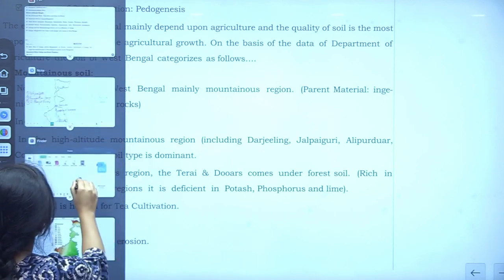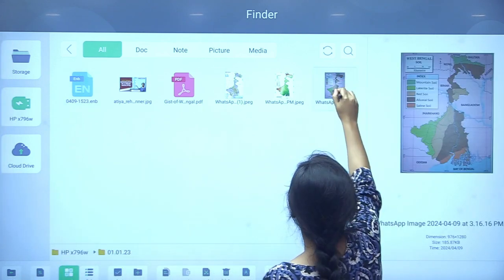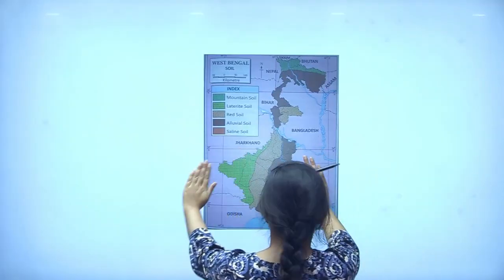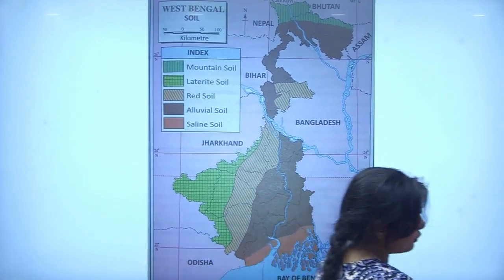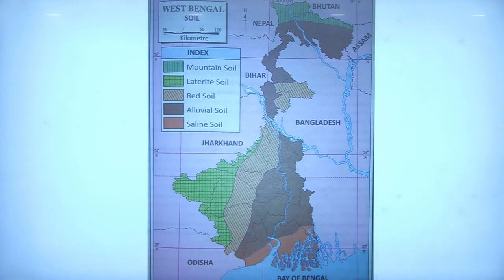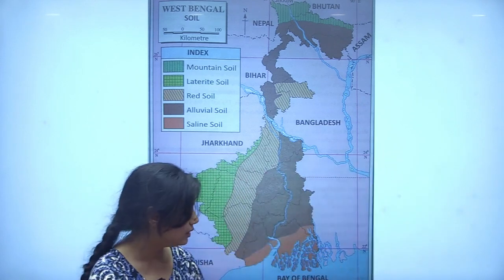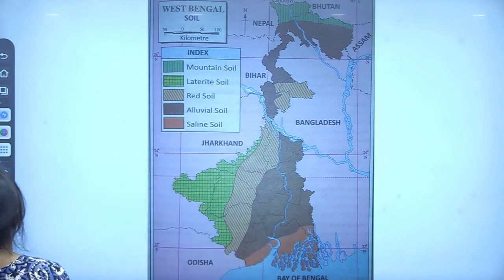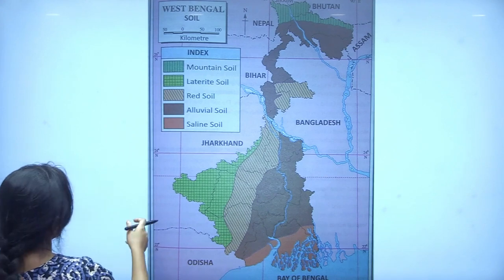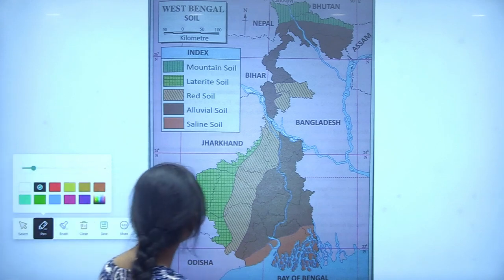So this is a map representing the soil of West Bengal. I guess it is visible, and this is taken from NCERT book, as I think you can understand. So chalo, let's start.